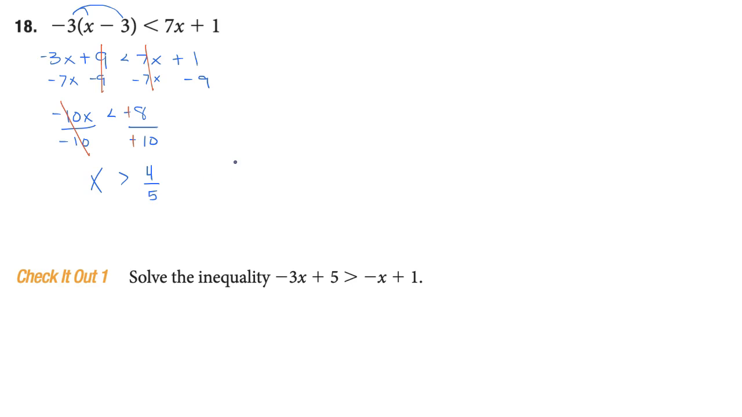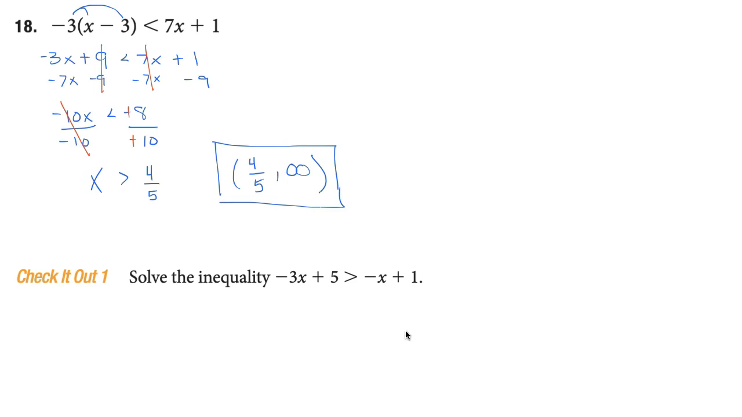So we're going to write this in interval notation. That's greater than, so it starts at 4/5. It does not include 4/5, so we have a rounded bracket. And it goes up to infinity, and it never includes infinity. So again, with the rounded bracket. Okay, so that is our final answer on that one.